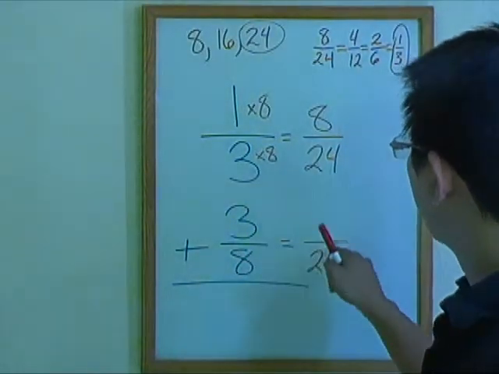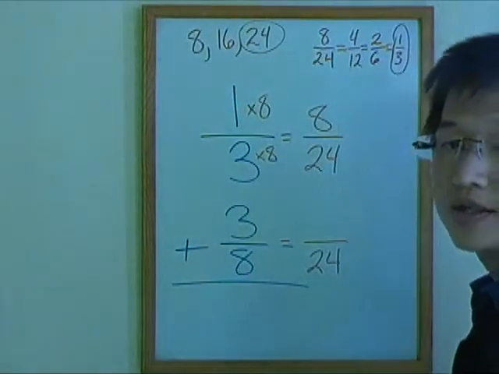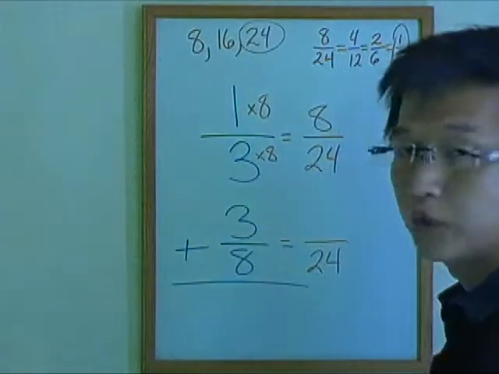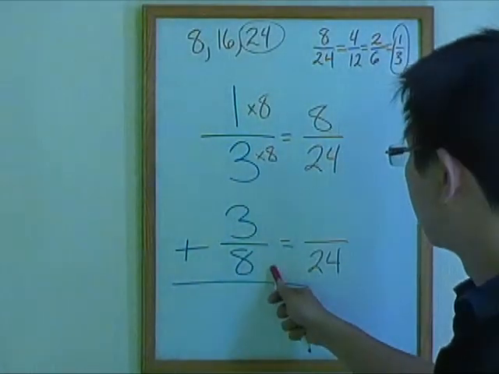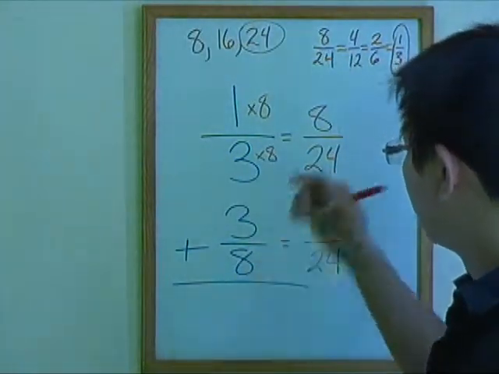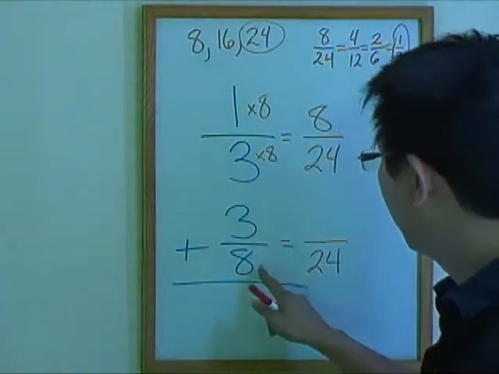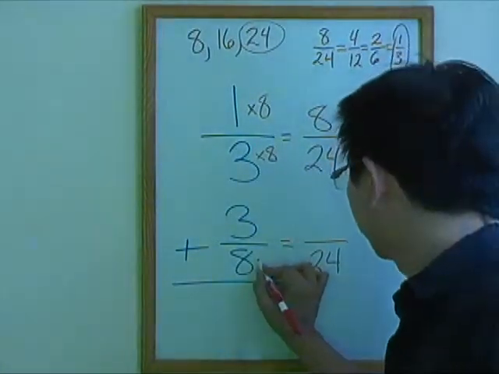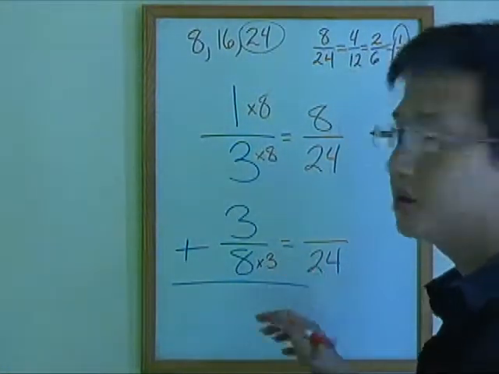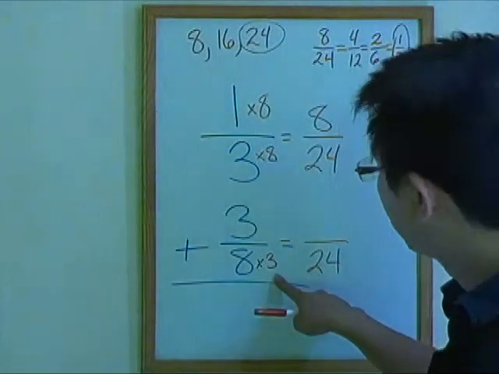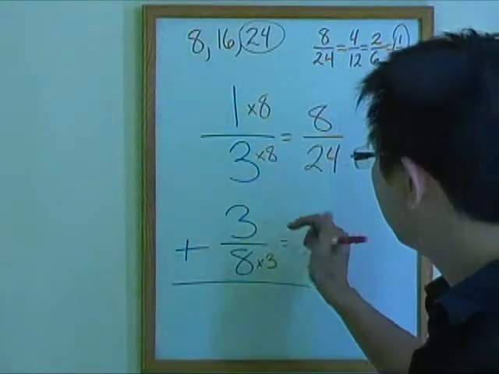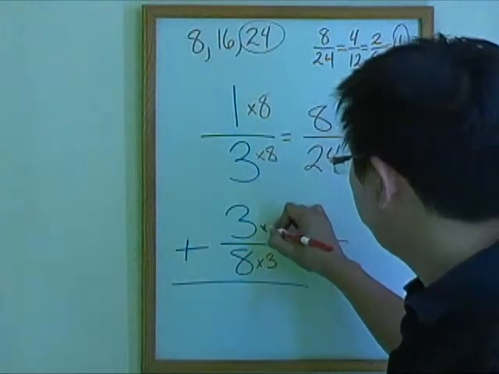3 over 8 equals what over 24? So we're going to do the same process. We're not going to use the same numbers, but we're going to do the same process that we did up here. We're going to find 8 times what number equals 24. Okay? So we know through division or through multiplying that 8 times 3 equals 24. Right? Easy enough. And remember, whatever I do to the bottom part of the fraction, I do to the top part. So since I wrote times 3 here, I'm going to write times 3 up here. Okay? Times 3.